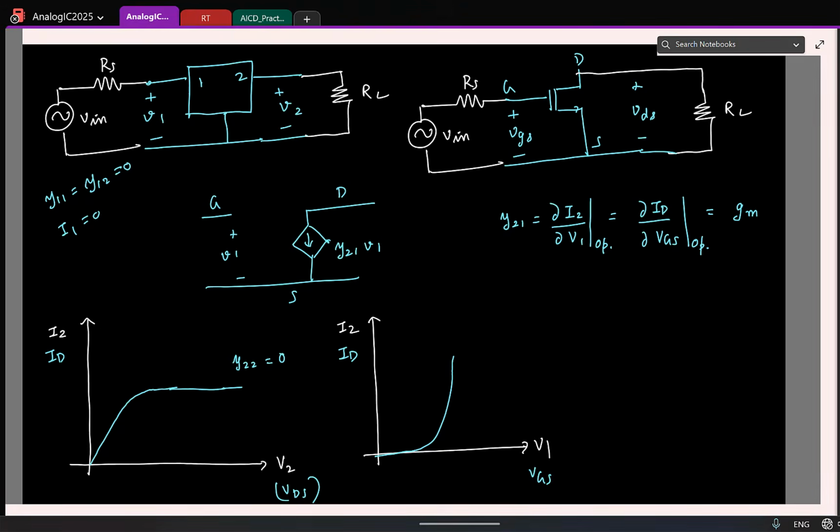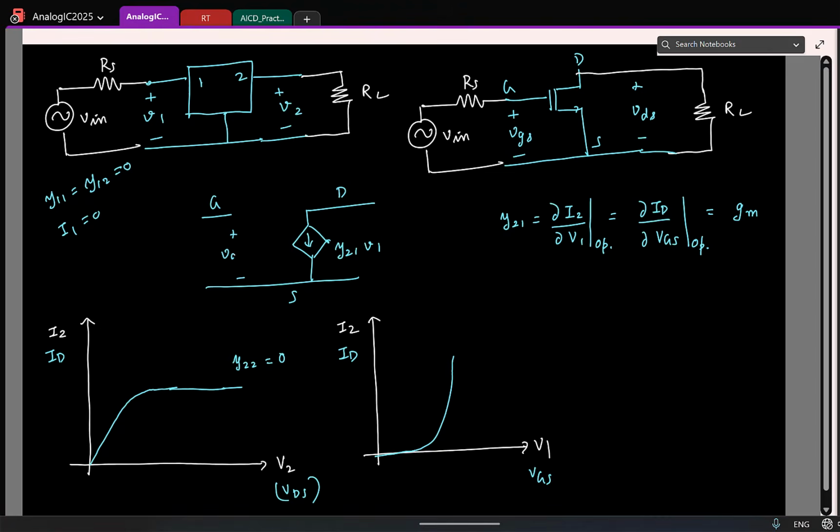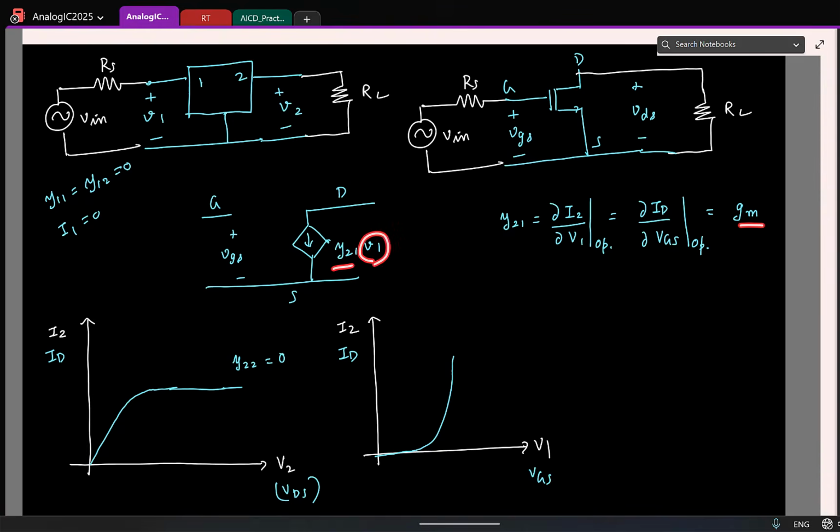So now we can replace the small signal quantities here. V1 is basically VGS, so I'll change it to VGS. Similarly, Y21 is essentially gm, and V1 is VGS, so I'll replace this with gm times VGS.